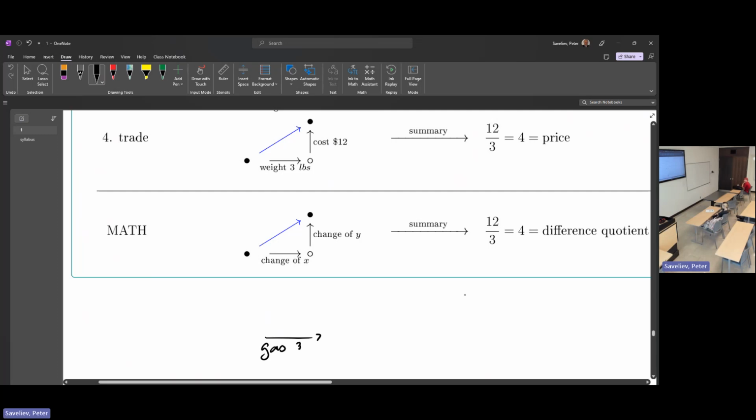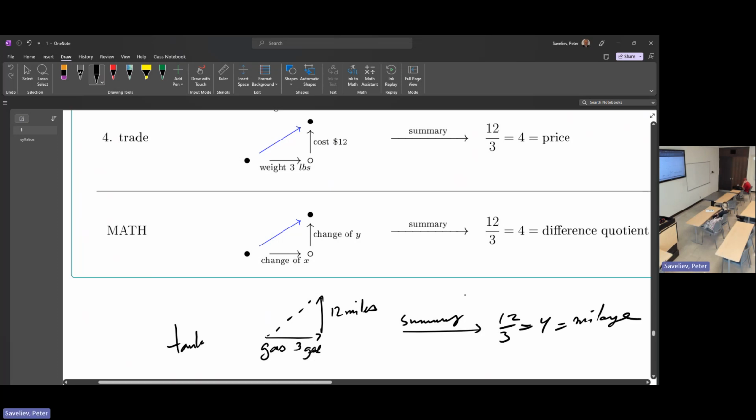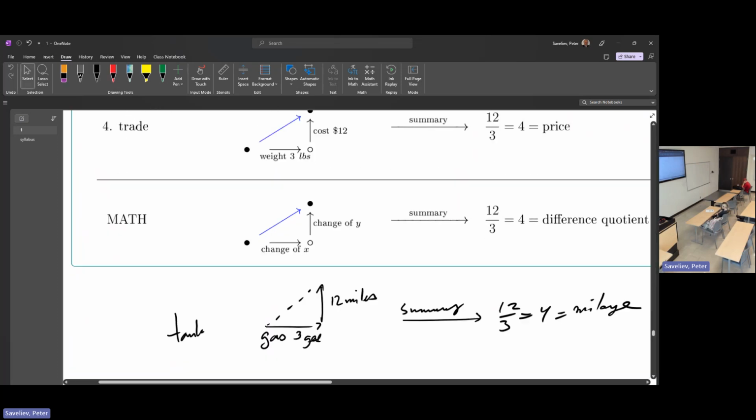So once again, I wanted the same number. Gas, 3, hold on, per gallon. So 3 gallons, and you covered 12 miles. Okay, so once again, that's your trip, right? The trip is right here, and then that's a summary. What? That'd be a very big car. Oh, it's a tank. Okay. The summary is then 12 over 3 is 4, and that is mileage. Mileage, I guess that's the right word, probably. So yeah, that's a good example.